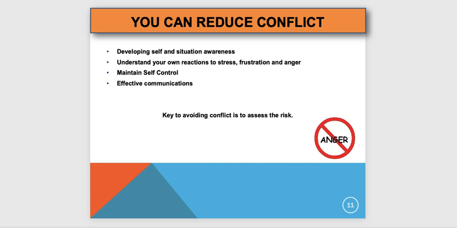Maintaining self-control. Again, we'll use that in the scenarios, but being able to not scream and shout because you are working, you are representing a club or a company, whatever it may be. But above all, is being able to use effective communication. And this, to me, is the key to avoiding conflict, is to assess that risk. Okay, so we're going to talk about the risk, we'll talk about communication now.